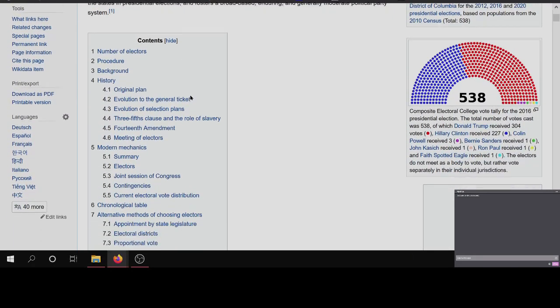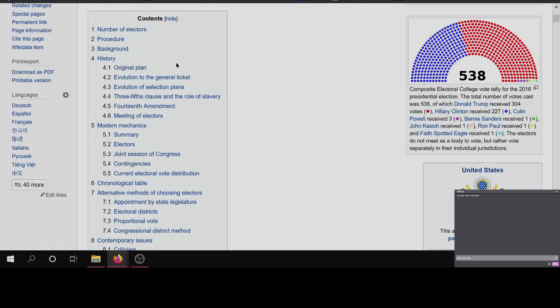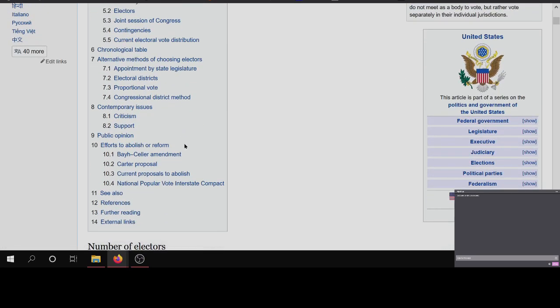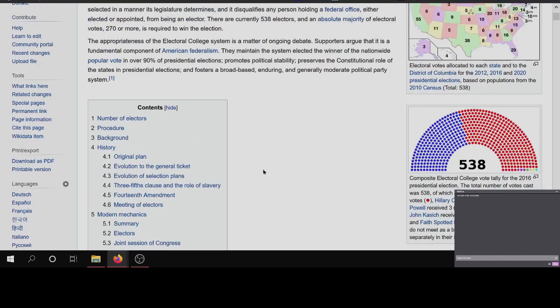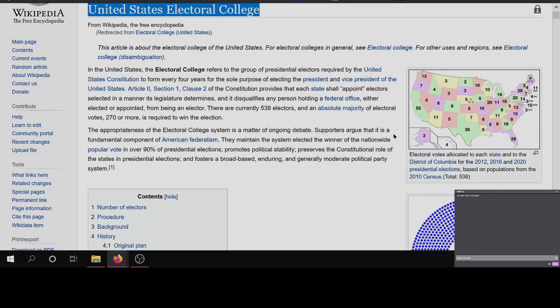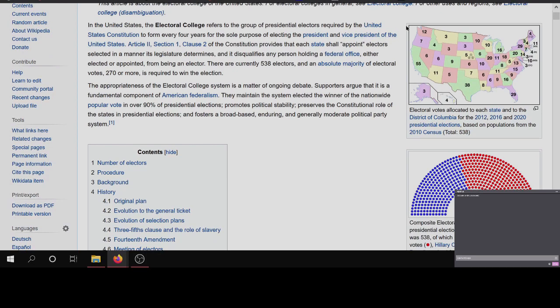So yeah, going through the bullets between history and modern mechanics, there's a pretty good amount. Efforts to abolish or reform. Well, we could go through that once we get there. Let me look at my screen. Okay.